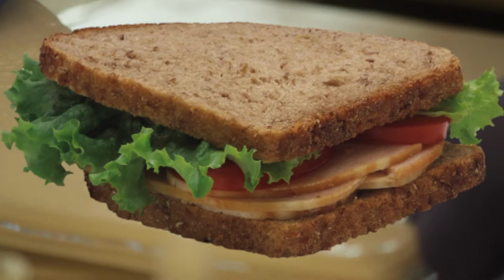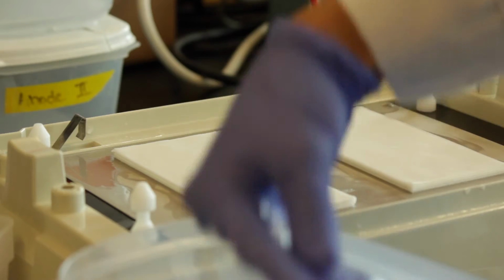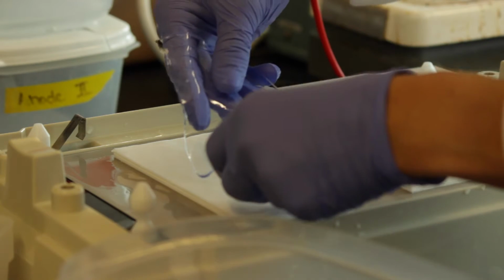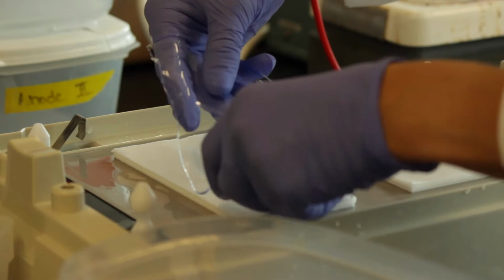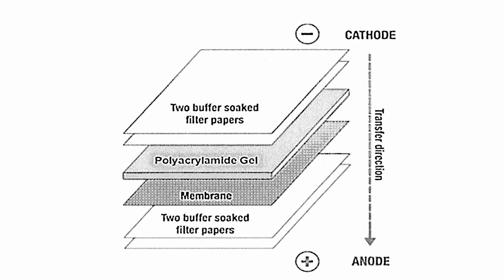We make a transfer sandwich. No, not this type of sandwich. We use filter sheets, the gel, and the membrane, and place in the transfer apparatus. Wait 2 hours. The current will pass from cathode to anode, a negative to a positive charged electrode.